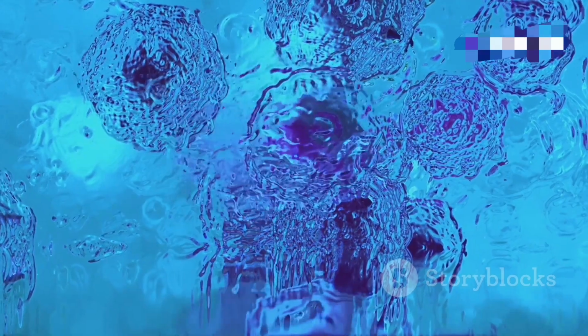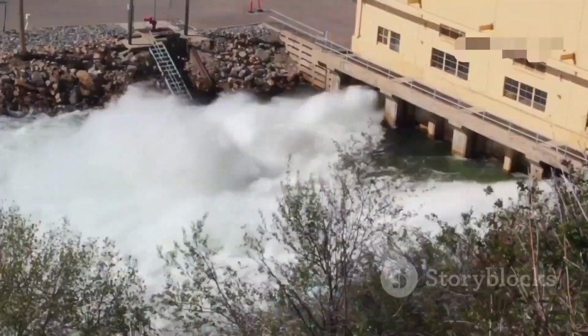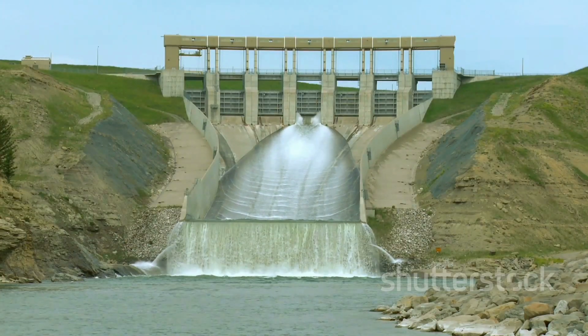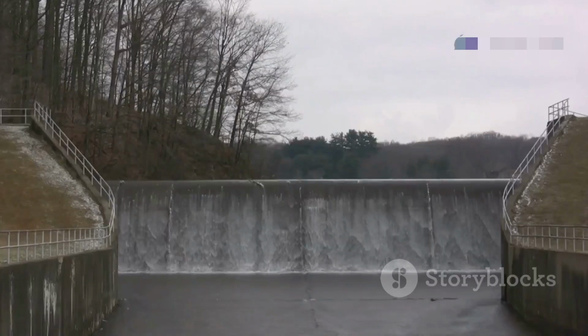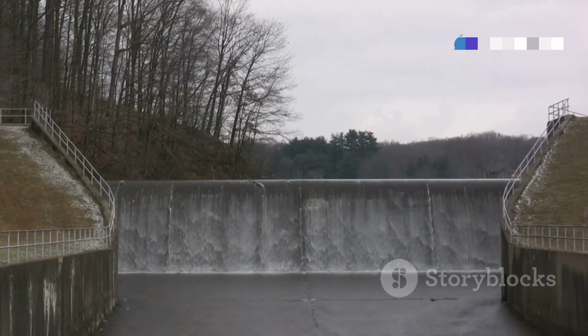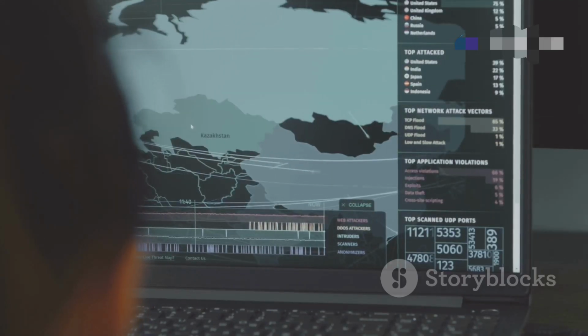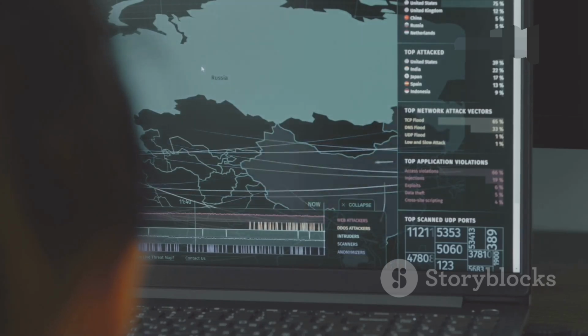HEC-RAS has specific features designed for dam break analysis. It allows engineers to simulate the breaching of a dam. The software can model how the breach forms and grows over time. It then calculates how the flood wave moves downstream. This includes predicting water surface elevations, flow velocities, and arrival times at different locations.